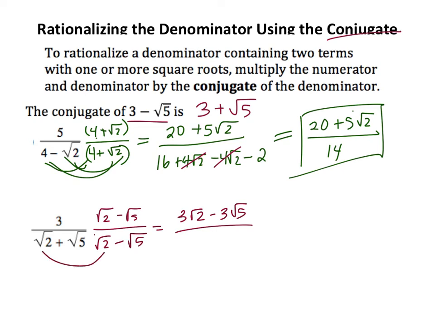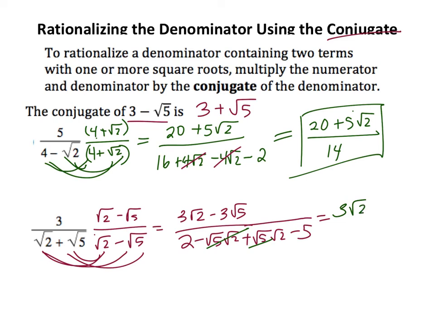Over, FOIL again. First, square root of 2 times square root of 2 is 2. Outside, minus root 5 root 2, inside, plus root 5 root 2. Last, root 5 times root 5 is 5. From there, I can say again, this happens to cancel each other out: negative 5 root 2 plus 5 root 2. So now we can just simplify. The numerator, I don't even need to combine. I'll just leave this as two different radicals because we cannot combine them. And then 2 minus 5 is going to become negative 3.